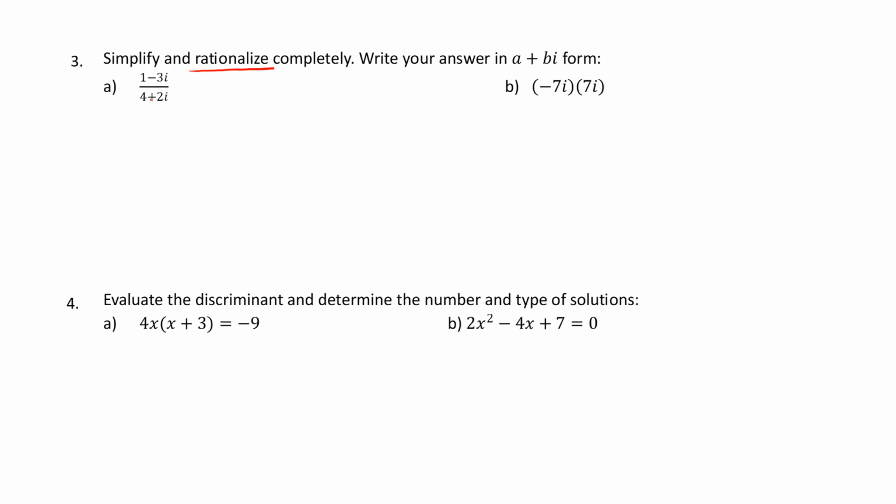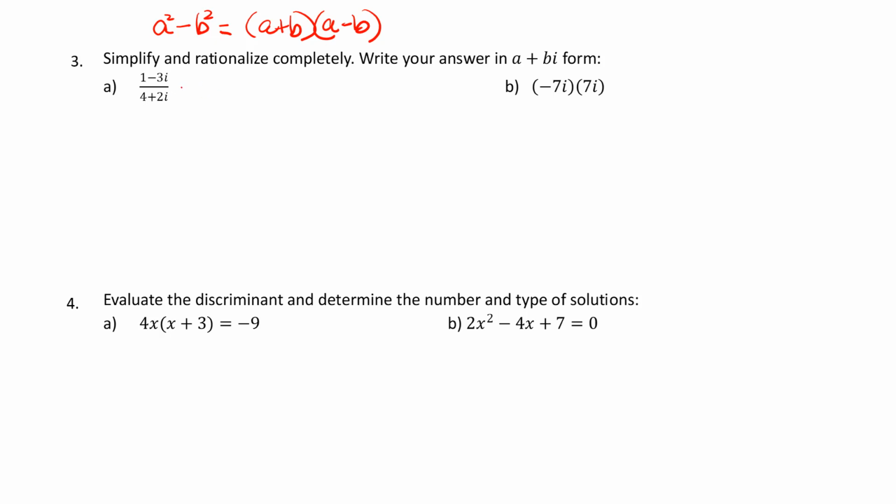A conjugate is when you have a binomial, two numbers, and you change the sign between the numbers. If it's a minus, you make it a plus. If it's a plus, you make it a minus. That will give you a difference of squares. The reason is because a squared minus b squared is equal to a plus b times a minus b. So the reason we're multiplying the top and the bottom by the conjugate of the denominator is because a difference of squares is the product of conjugates.